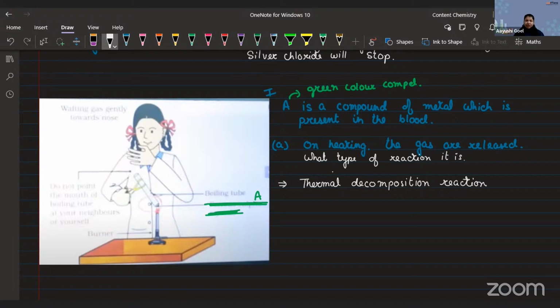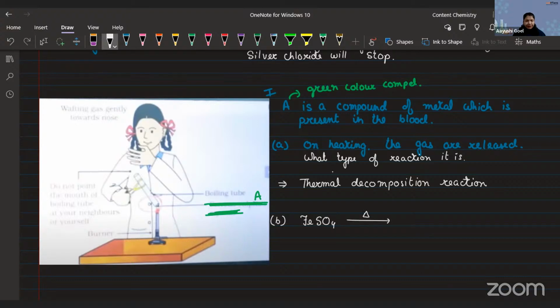And a thermal decomposition reaction, as they have given you a green color compound. In our course, we have only one green color compound, that will be your correct answer. So it will be your ferrous sulfate. So for B, I can have their reactions: FeSO4, ferrous sulfate.